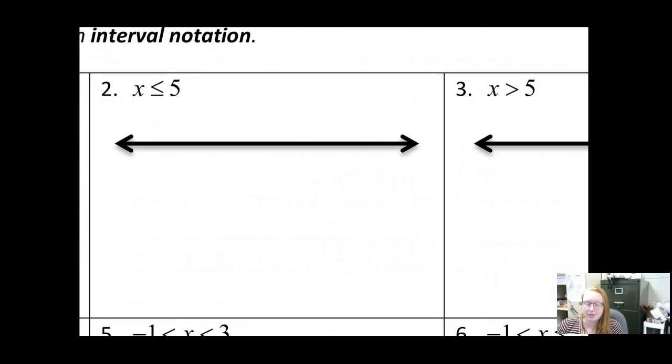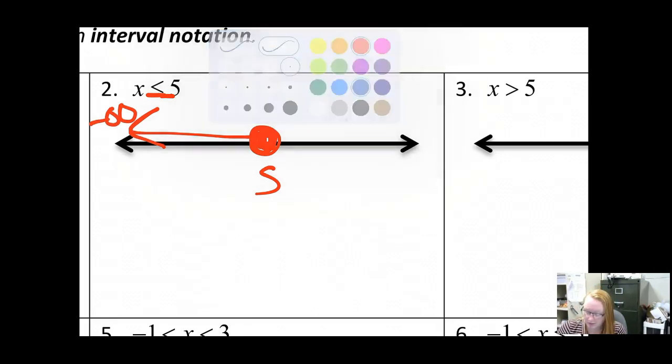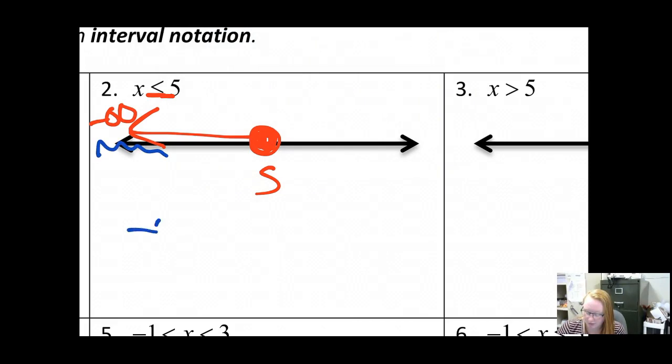So number 2 is pretty similar. We're going to put that dot in the middle of 5. That dot is going to be a closed dot this time because the difference between the last one and this one is this little equal sign. Okay. It still points in the leftward direction, which still points all the way towards negative infinity. So as I read from left to right, I see the negative infinity first, so I write that first. Then I stop all the way at 5.